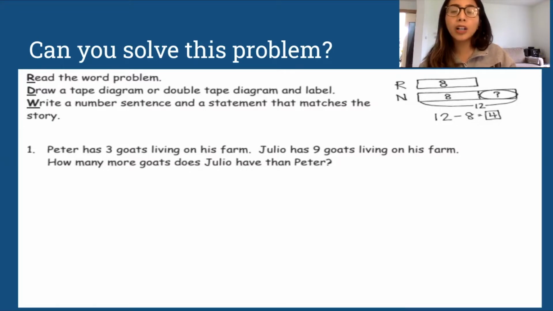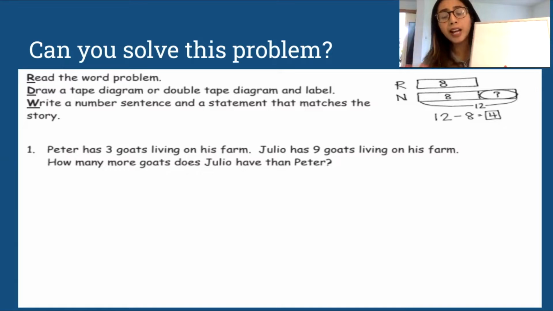So for this one, because we want to know how many more goats does one person have than the other person, we're going to use a double tape diagram. We already know that Peter just has 3 goats living on his farm. So we can label his little tape diagram. And he just has 3. Peter just has 3. Julio has 9 goats living on his farm.